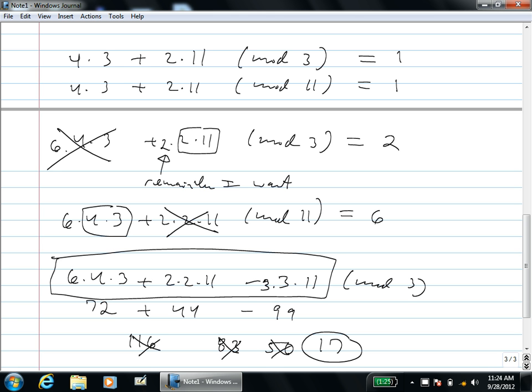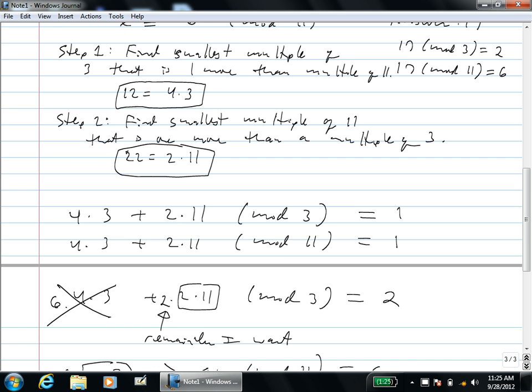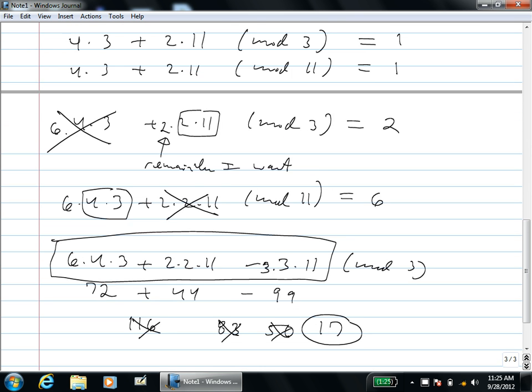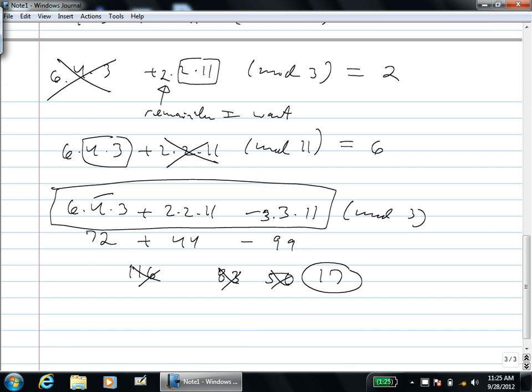In here, we have the answers from part 1 and part 2. I can't remember which part was which. Let's see. 12. Okay, so the 4 times 3, this thing came from step 1. This thing came from step 2. These things are the 2 remainders that I want to get. That could be confusing. I could see someone getting it backwards.